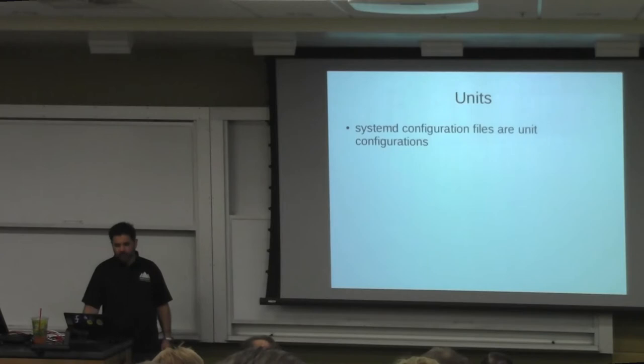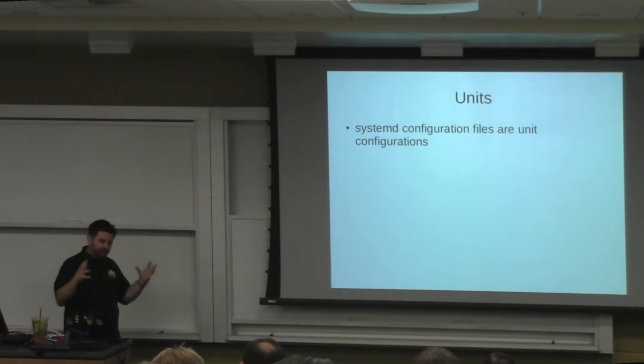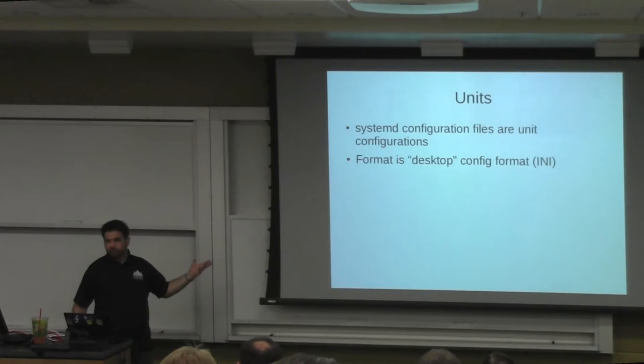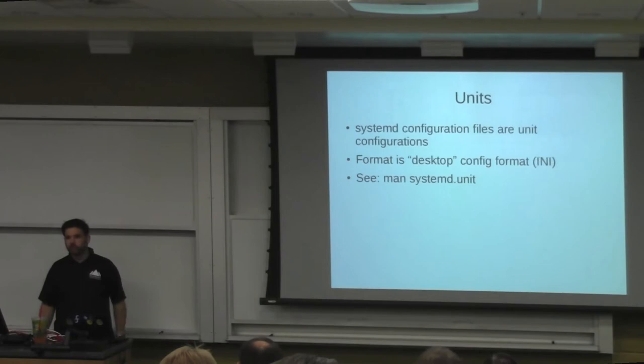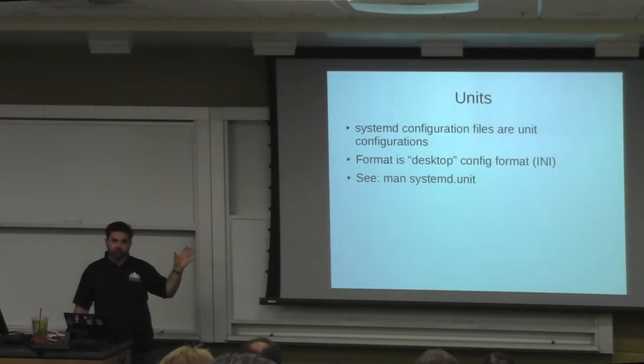Systemd configuration files are unit configurations. So it's kind of a general way of describing any component within the systemd paradigm. The format of these configuration files is everybody's favorite INI format from the Windows world. So if you've edited one of those, then you know, and you can understand it, then you'll be okay in systemd world. For more information on a systemd system, just man systemd.unit, and you'll get a lovely man page all about units. I mention that just because everything is a unit in systemd. So nothing intimidating there, but when you're first looking at it, you're like, what is a unit?